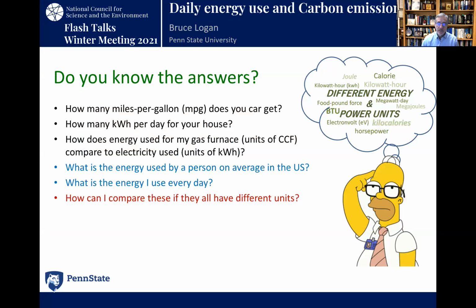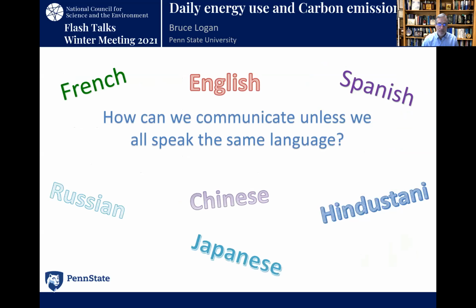How much energy do you use, for example, if you have natural gas to heat your house compared to the energy used for the electricity? What's the average energy used by a person in the US, and how does your energy use compare to that? And finally, how can I compare all these different energy uses if they all have different units?